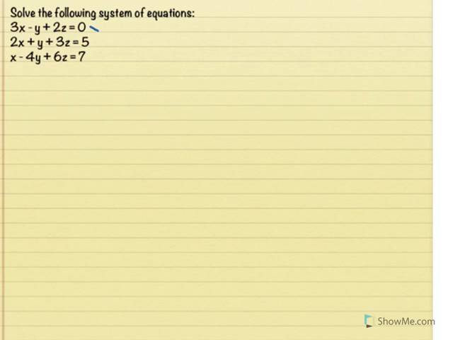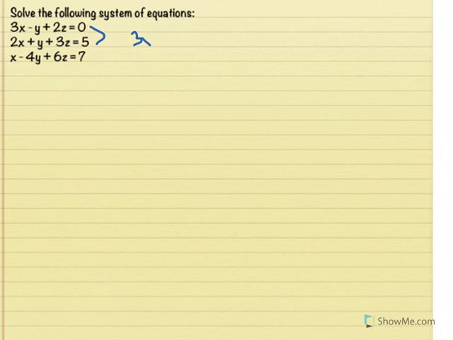There aren't too many that match up, but I do see that in equation 1 and equation 2, so these two here, there's a negative 1 in front of y in the first equation and a positive 1 in front of y in the second equation. That means that if I add those two equations together, I'll get rid of y. So that's what I'm going to do.